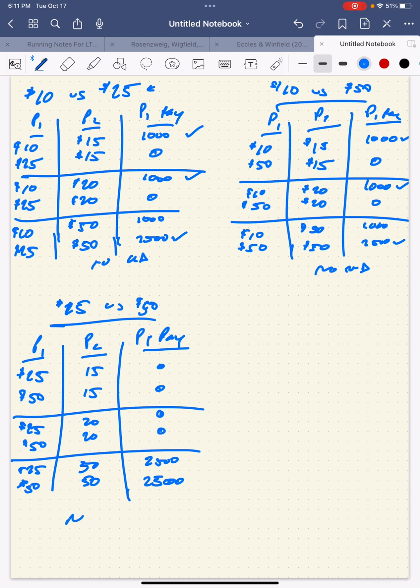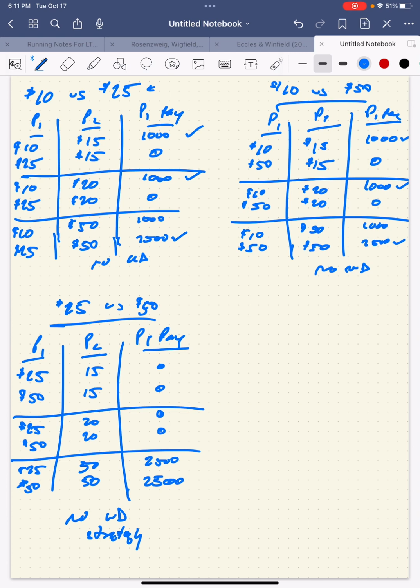So again, there is no weak dominant strategy. We see that for player one, there is no weak dominant strategy because there is no strategy that is always going to be better for player one, regardless of what player two does. Now what we can do is repeat this idea for player two and see if player two has a weak dominant strategy.